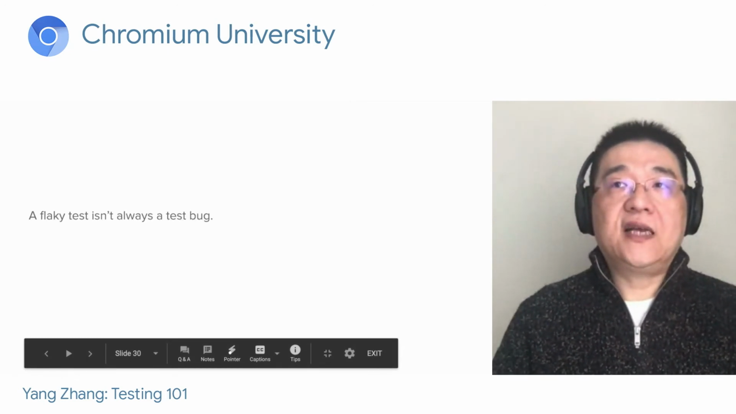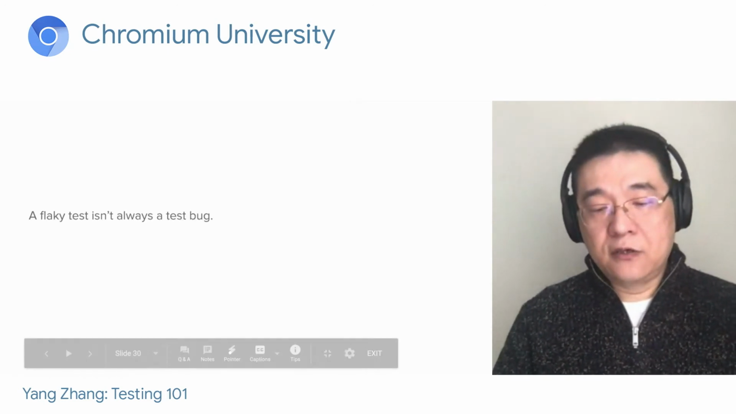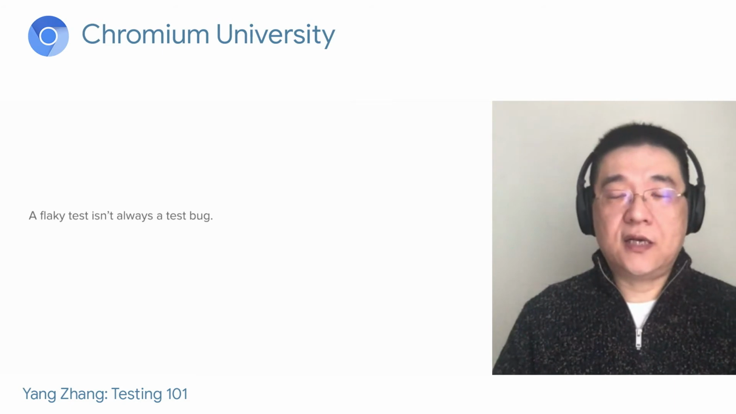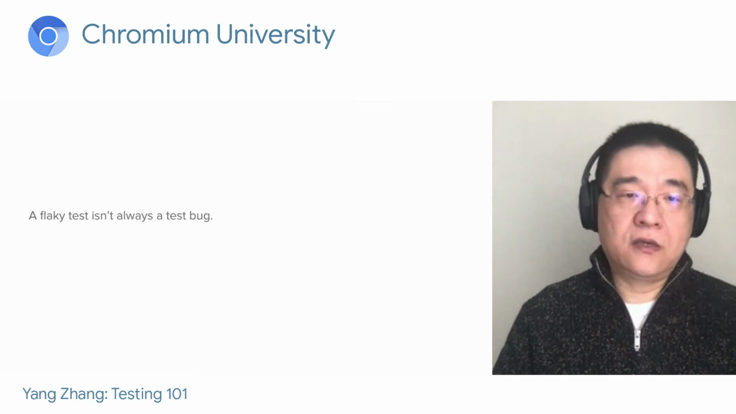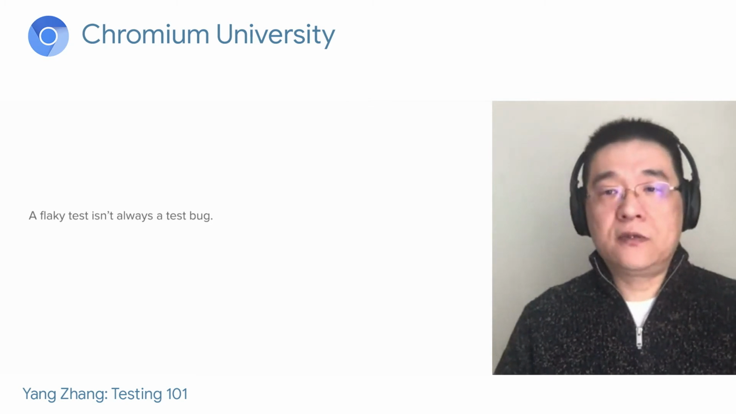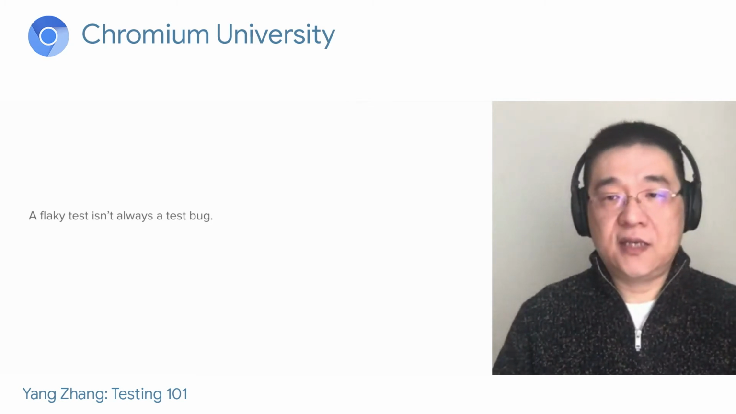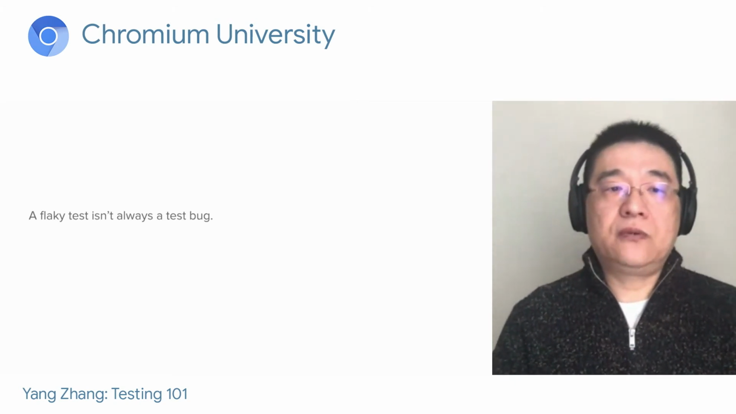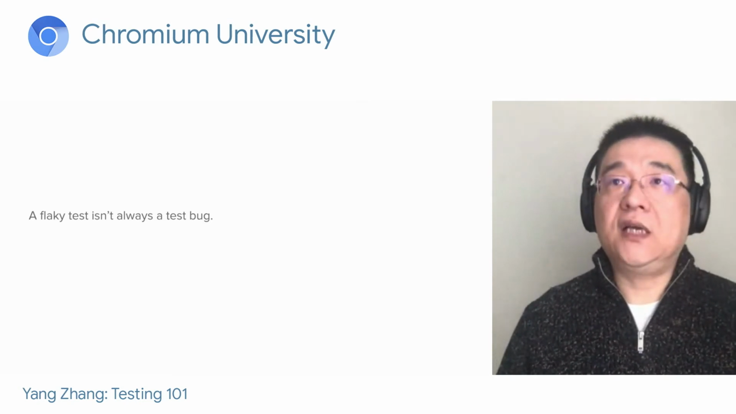And a flaky test isn't always a test bug. It could be infrastructure flakiness. It could be test code flakiness. It could also be a real product bug. So investigating flakiness is important and difficult. We need to distinguish which root cause it is to make sure the test is unflaky.